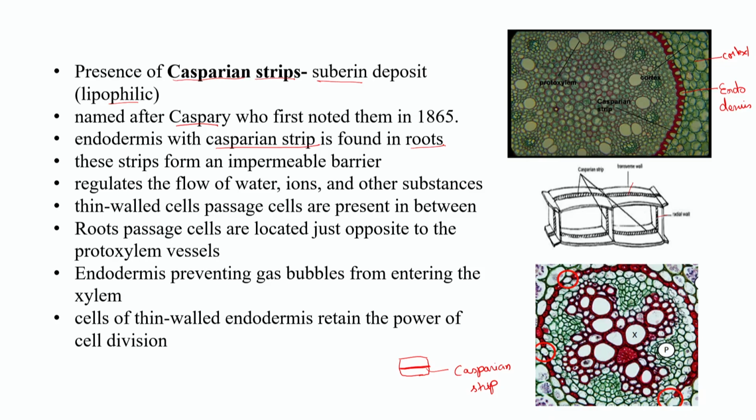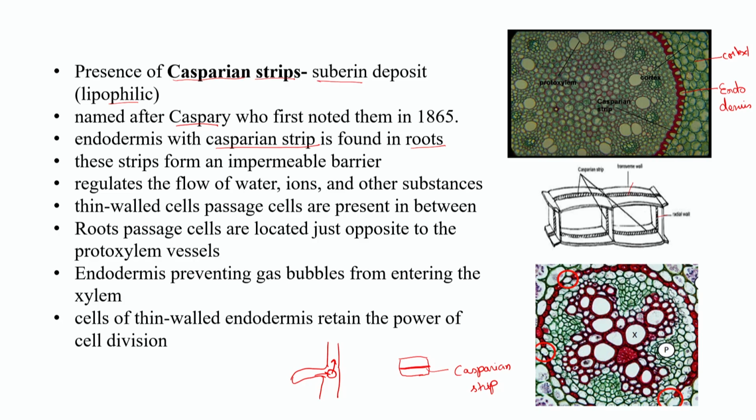Roots are the point where water is coming inside, through root hairs. This root hair is a single cell, but the water is coming into the vascular cylinder, suppose. So this Casparian strip, since it is impermeable to water, will help in regulating the flow of water inside the vascular cylinder.